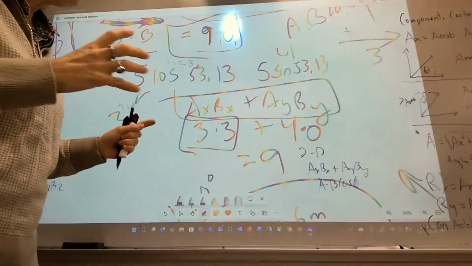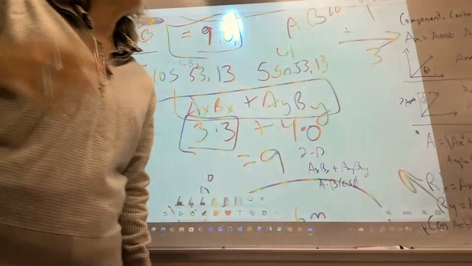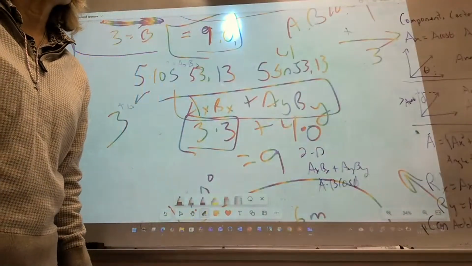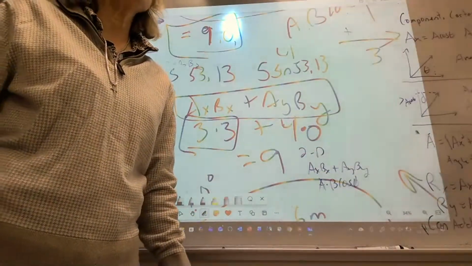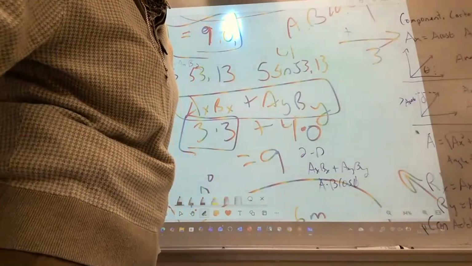So we got our components, we multiplied them together, and what we have is a scalar. So we don't have an answer in terms of i and j, right? Because we're not working with a vector.